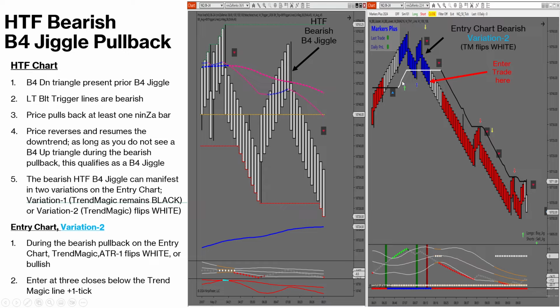You can see trend magic flips bullish. We actually get some blue bars in here as well. But the trade is three closes plus a tick. You know, right underneath this right here is where you would be. Would you catch it right in there? All right, variation 2.